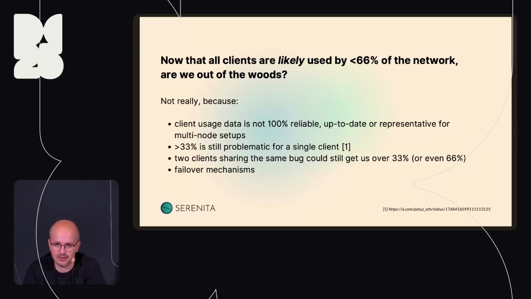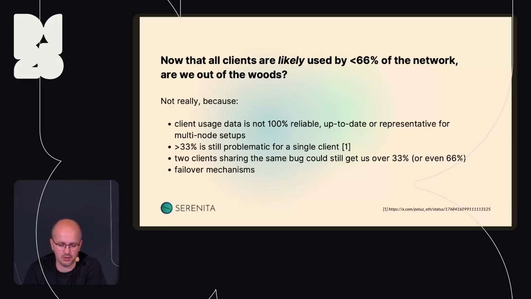Then there's also the fact that if a client is used by more than 33% of the network, so 1/3, it can still be dangerous in some edge cases. Then there's also the possibility of 2 clients sharing a very similar bug like we saw recently on the testnet. So if multiple clients share the same bug, they can still get over 66%.